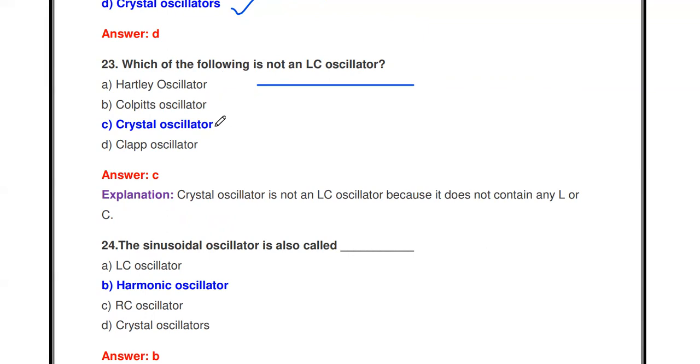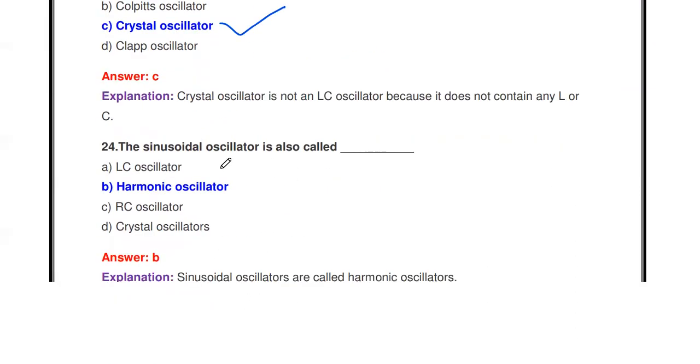In crystal, we are using a crystal. Instead of an inductor, we are using a crystal. In Clapp, we are using 1 inductor and 3 capacitors. So the crystal is not an LC oscillator.